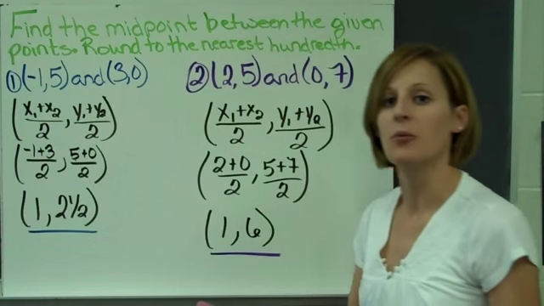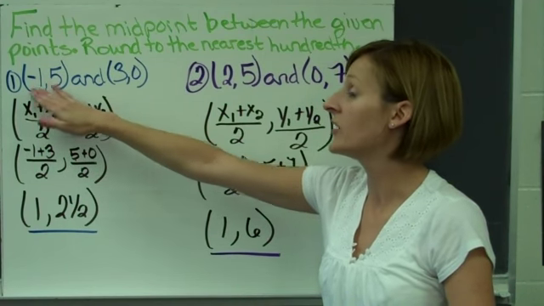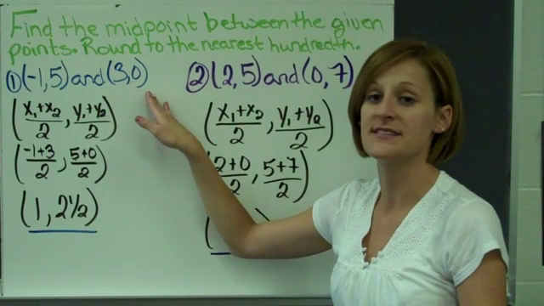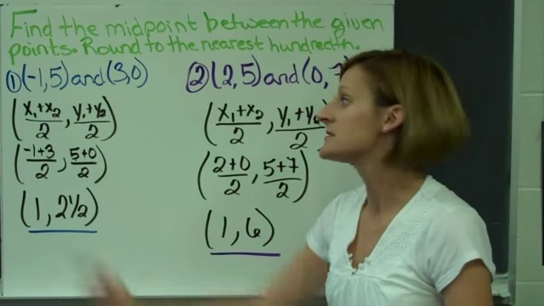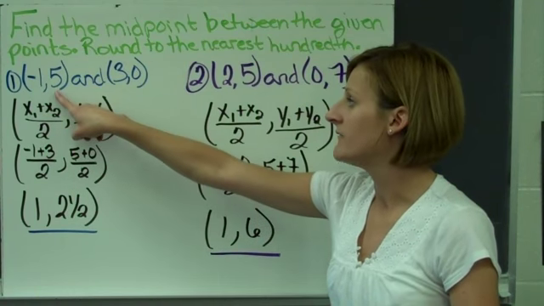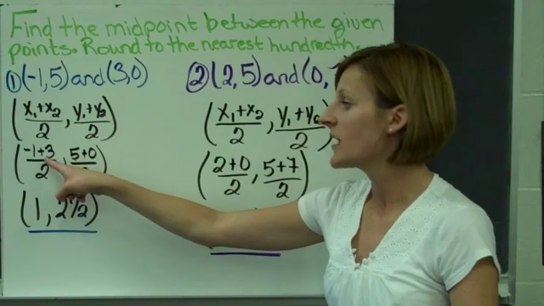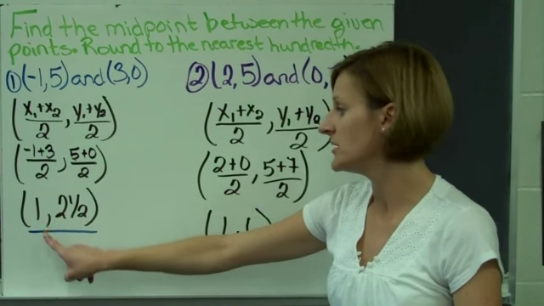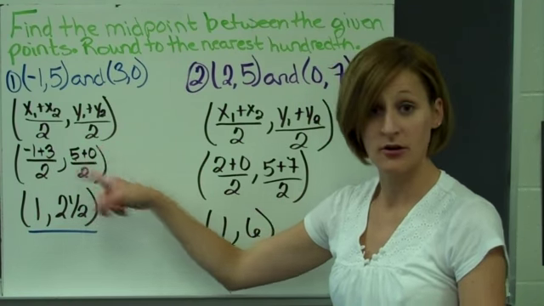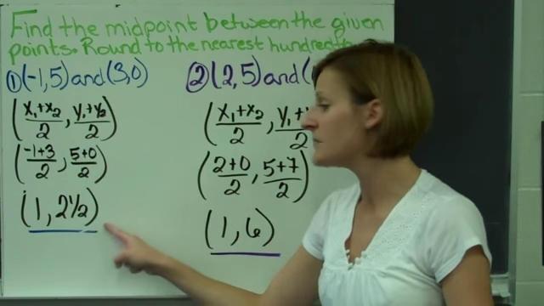Now, putting the midpoint formula to work. So I'm given 2 points, negative 1, 5, and 3, 0. I'm going to add my two x's together, negative 1 and 3, divide by 2. Then add 5 and 0 and divide by 2. So when I add these two together, I get 2. 2 divided by 2 is 1. 5 plus 0 is 5. 5 divided by 2 is actually 2 and 1/2. So here is my midpoint.